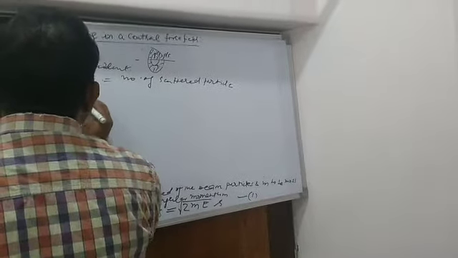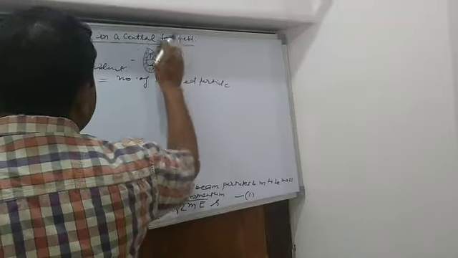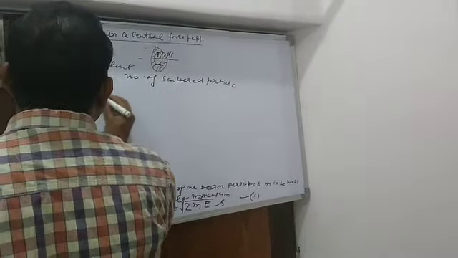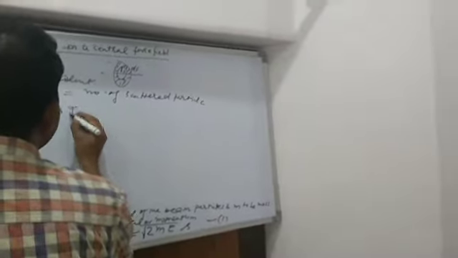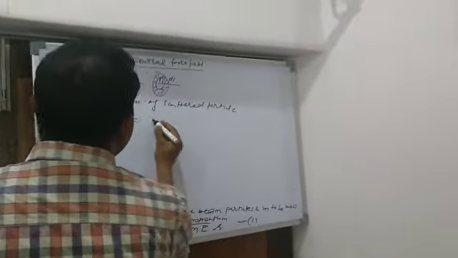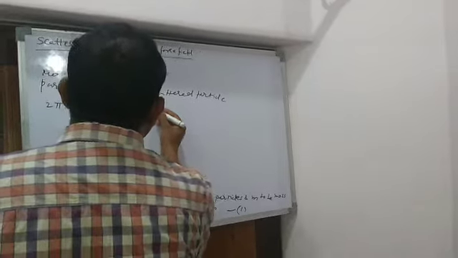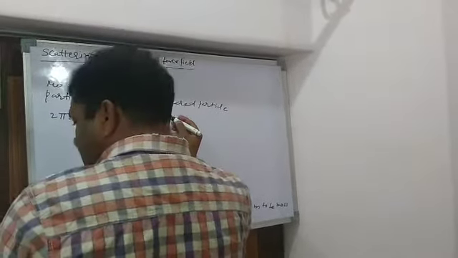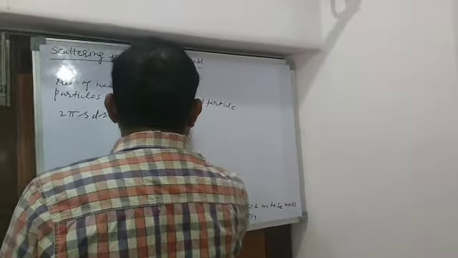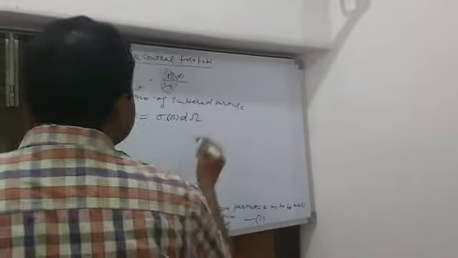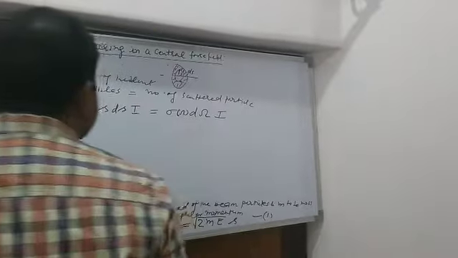Now, for the number of incident particles, the area is going to be 2 pi s ds, because the strip has a perimeter of 2 pi s and a thickness ds. So this is going to be 2 pi s ds times I. On the other hand, we will have sigma of omega times d omega, the solid angle, and then of course the intensity.